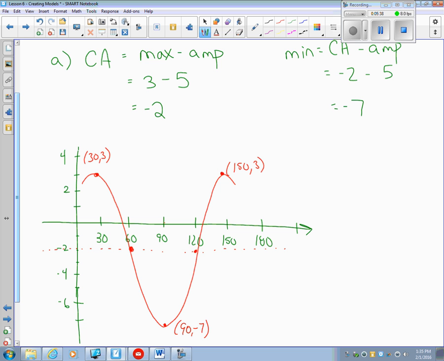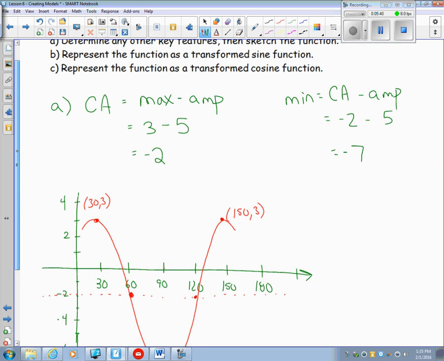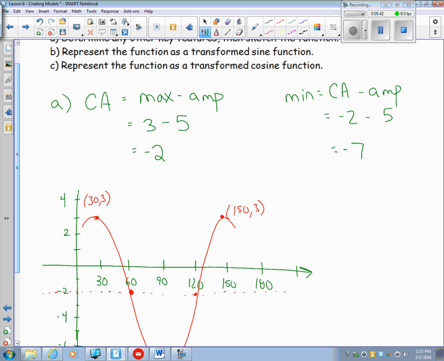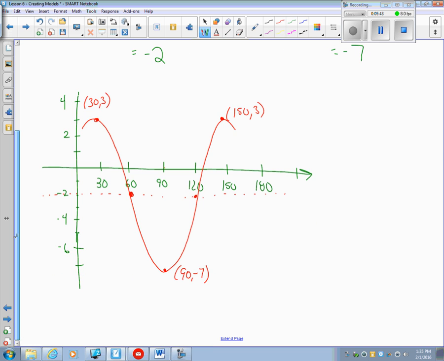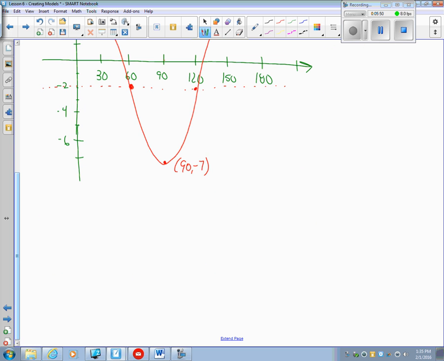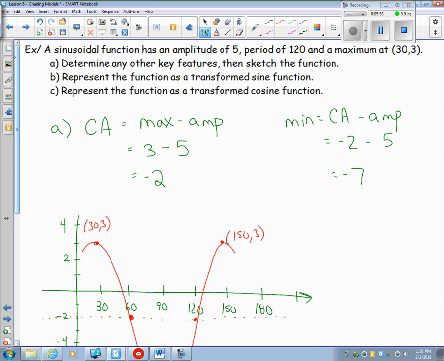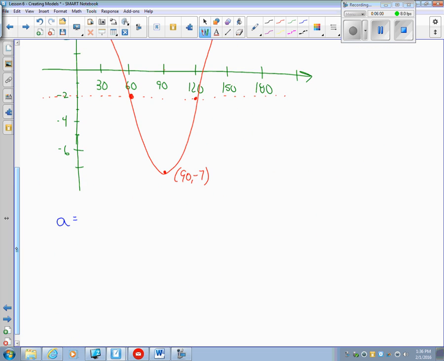Then we can find the halfway points between all those things. Okay, represent the function as a transformed sine function. Ooh, a sine function. Okay, so what do we need? For any function, no matter what, we need to know A, amplitude. We were told the amplitude in this question, though, right? Right back here at the beginning, we were told an amplitude of 5. So we don't have to figure it out. Just got to write it down.